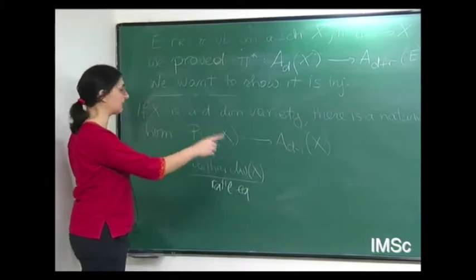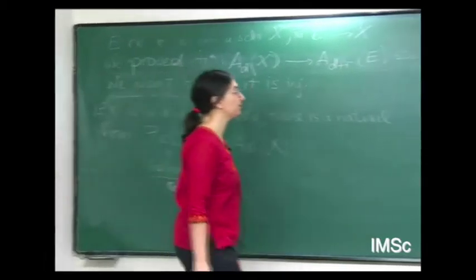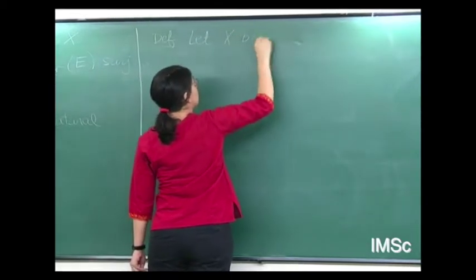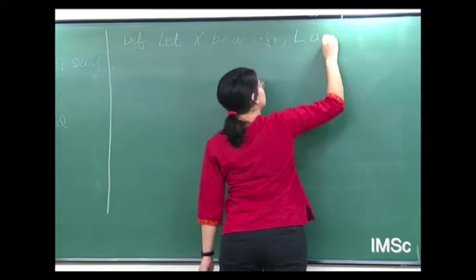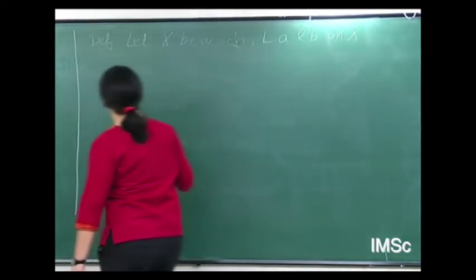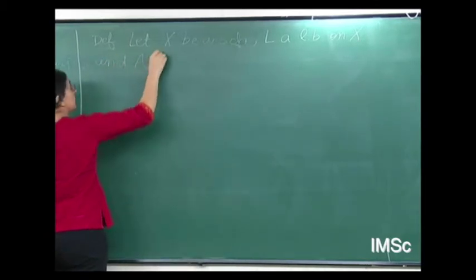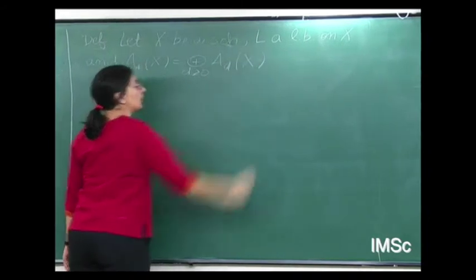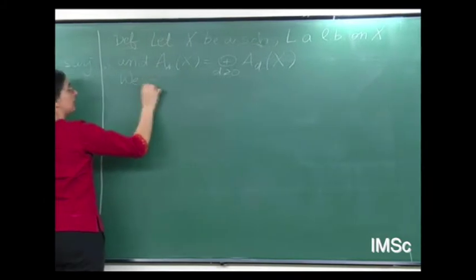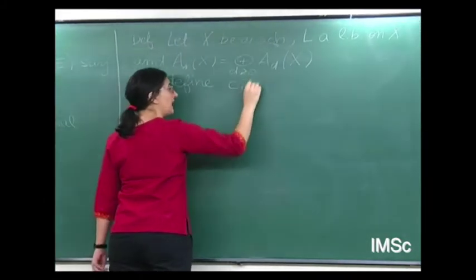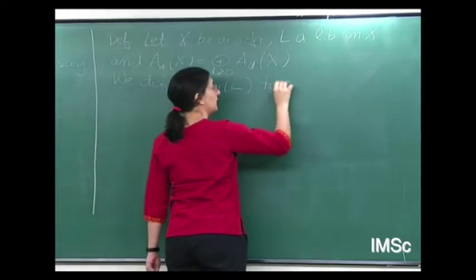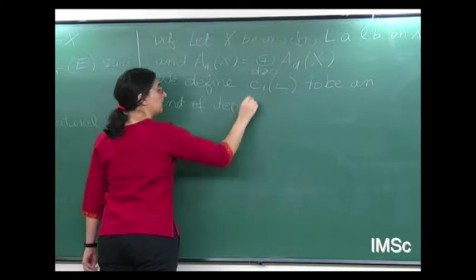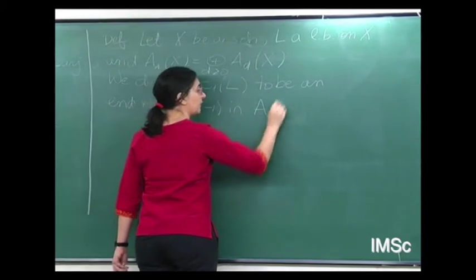So the first thing we will do is to take this remark and make it into a definition. Definition: let X be a scheme, L a line bundle on X, and we write A star as usual as the direct sum of the Chow groups. We define the first Chern class of L to be an endomorphism of degree minus 1 in A star of X.